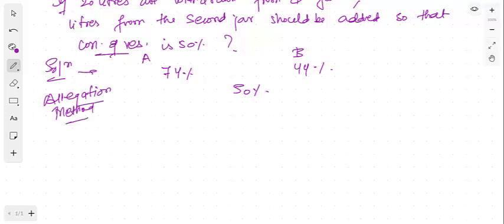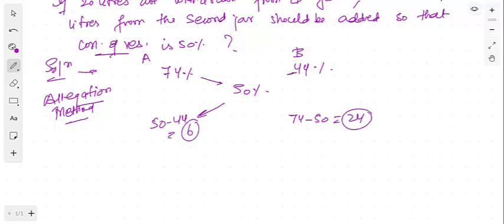Fine. So what is the alligation method? Just look at it carefully. Here you have to write 74 minus 50, which is 24, and here you write 50 minus 44, which is equal to 6. This value is lesser than 50, so 50 minus 44. This value is greater than 50, so 74 minus 50. You have to keep the value positive.